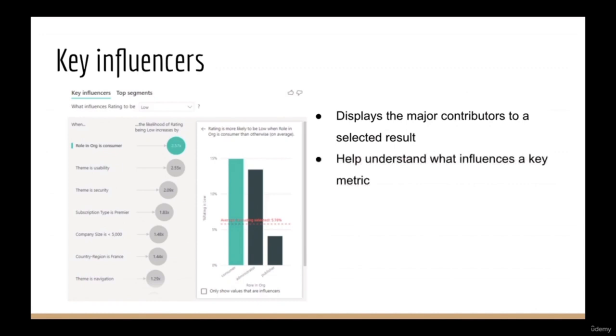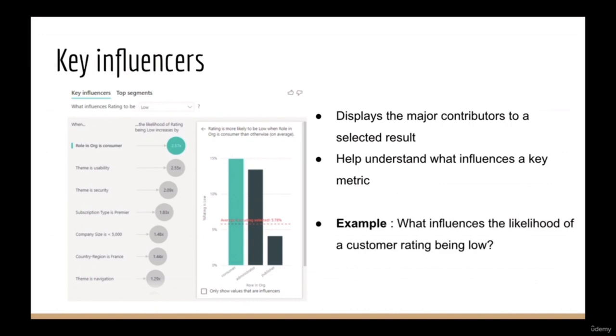So, for example, what would influence the likelihood of a customer rating being low? The customer, in this example, can have three roles: consumer, administrator, and publisher. Being a consumer is the top factor that contributes to a low rating. Indeed, we can see that the likelihood of a rating being low increases by 2.57 times when the role of a customer is a consumer.